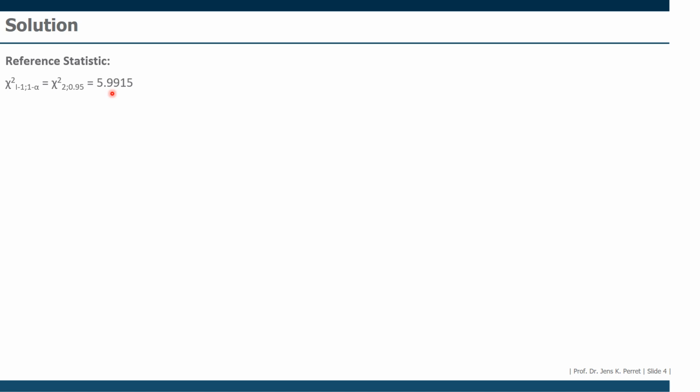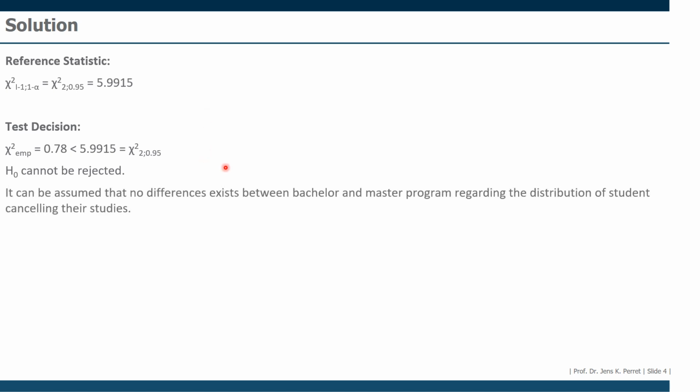So for the final test, we're just going to compare the test value from the previous slide with this reference value. And here we see that the reference value is definitely the larger one. Whenever the reference value is the larger one, we know we cannot reject our H0 hypothesis, so we have to keep this. And H0 for the homogeneity test means that both samples, both groups, share or follow the common distribution. So in our example, this means it can be assured that no difference exists between bachelor and master programs regarding the students who quit their studies. Or rather, it cannot be assumed that they are different.